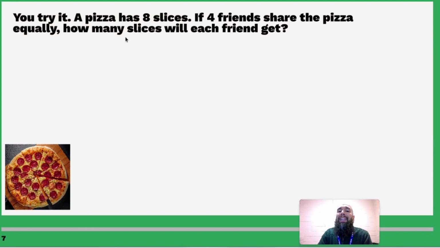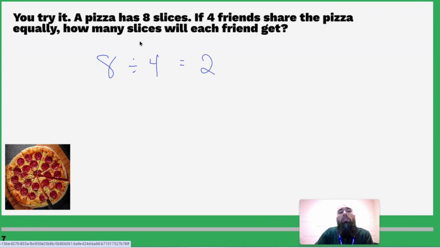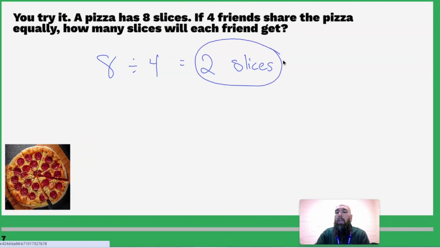All right, a pizza has 8 slices, if 4 friends share the pizza, which means you're dividing again here. I have one whole pizza, and you're dividing it amongst 4 people. So you're going to do 8 divided by 4, okay, which means 2. So if you have one whole pizza, 8 slices total, 4 friends total, each friend will get 2 slices of pizza. Okay, so 2 to you, 2 to you, 2 to you, 2 to you, 2 plus 2 plus 2 plus 2 is 8. Seems to make sense to me.